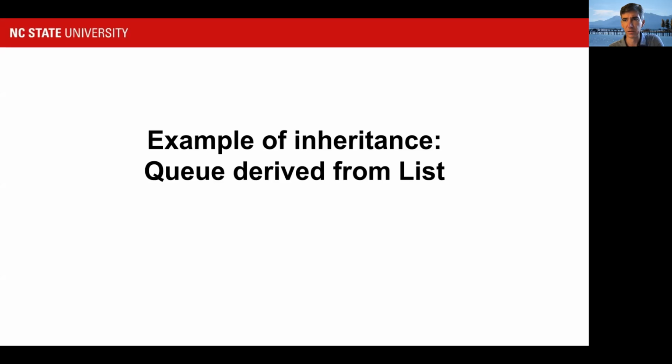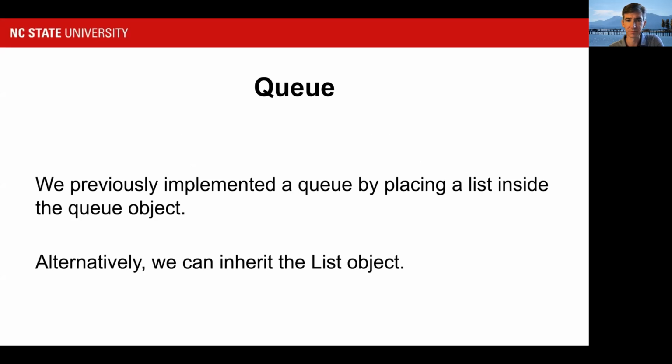Well, let's take a quick example look at inheritance based on some of the previous code that we've implemented. One way we could use inheritance is by implementing a queue by deriving from list. We previously implemented a queue by placing a list object inside of a queue object. But alternatively, we can just inherit from the list object.